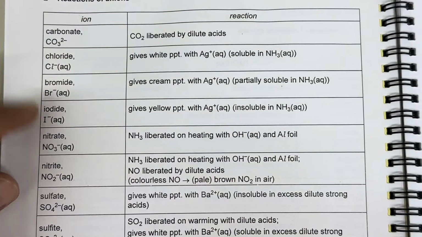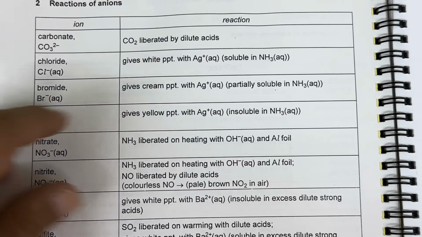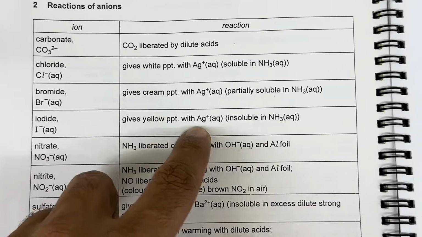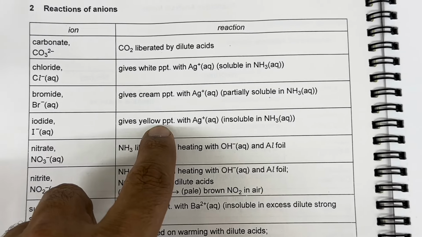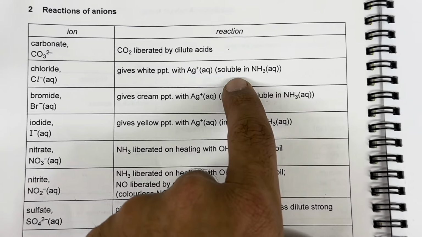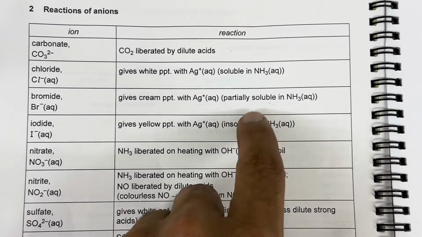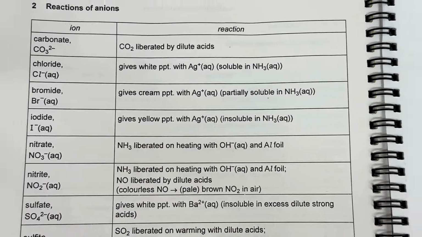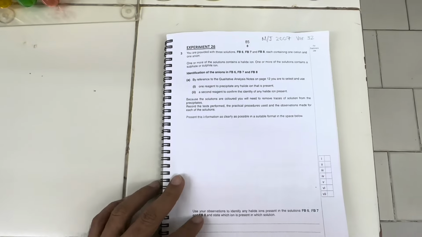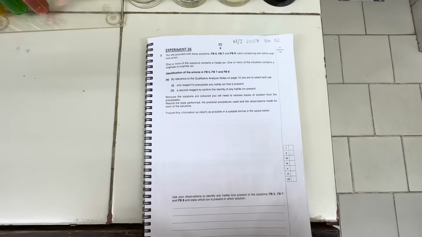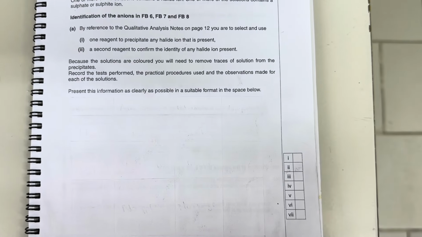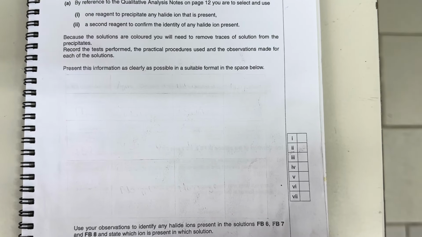In these three ions, we need to add silver nitrate first, which results in the formation of precipitates. And then we look for the solubility of those precipitates in ammonia. So the two reagents we will select in this case are aqueous silver nitrate followed by aqueous ammonia. So we will write in the table for these three. So let's draw the table first.